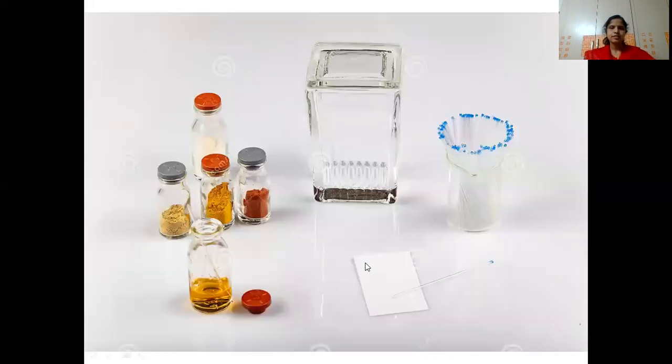You can see here, this is the slide. This slide is loaded with the stationary phase, and these are the capillary tubes. These capillary tubes are very narrow and made of glass. Now we take this capillary tube, and this is the sample that has to be loaded. Just insert the capillary tube into the sample solution, and because of capillary action, the sample will enter into the capillary tube.